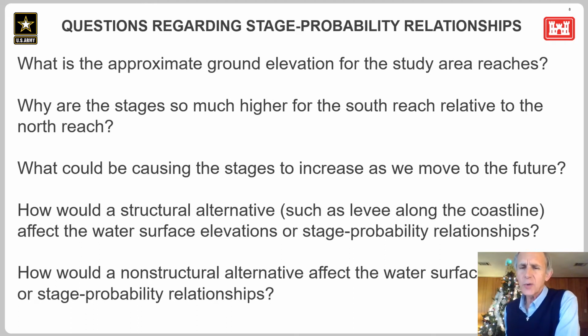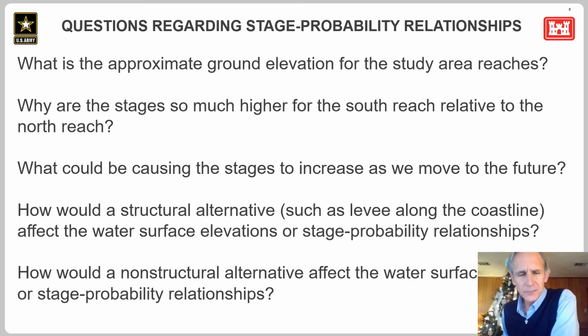So how would a structural alternative, such as a levee along the coastline, affect the water surface elevations or stage probability relationships? Well, you would expect every one of those probabilities to have lower stages, right? Lower stages means there's less water, and so that also should lead to less damage if there's property there where the water is going.